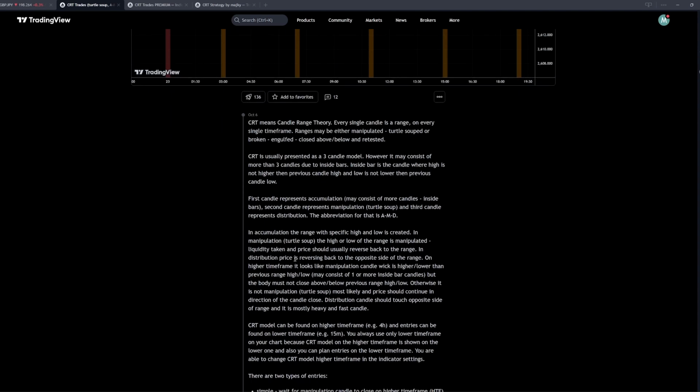Back to the range, yeah. In distribution, price is reversing back to the opposite side of the range. On higher time frame, it looks like the manipulation candle wick is higher or lower than previous range high-low. So this may consist of one or more inside bar candles, but the body must not close above or below previous range high-low. Otherwise, it is not a manipulation turtle soup most likely, and price should continue in the direction of candle close. Distribution candle should touch opposite side of range, and it is mostly heavy and fast candle.